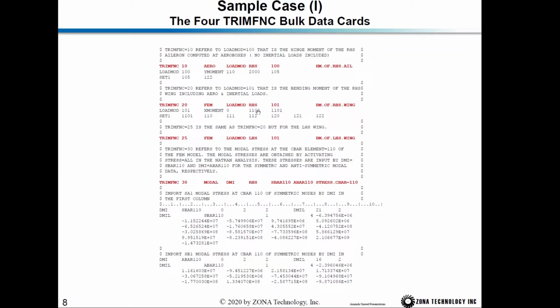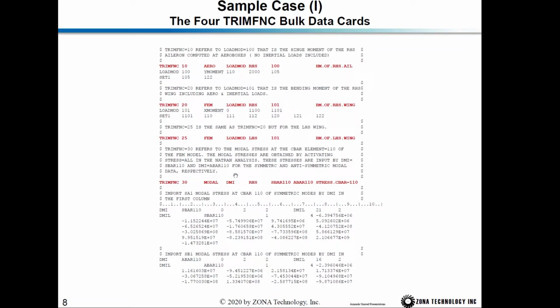card to list out all the panels on the wing, and this refers to a set 1 card, and those grid points are located within the wing. So this will give us the inertial load. This will give us the aerodynamic loads, and the net loads will be integrated to obtain the bending moment. And this is the bending moment of the left hand side wing. So we put LHS, meaning the left hand side.